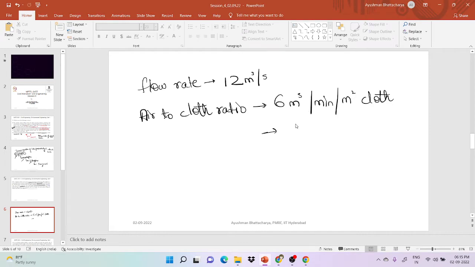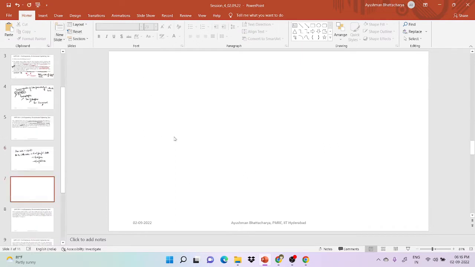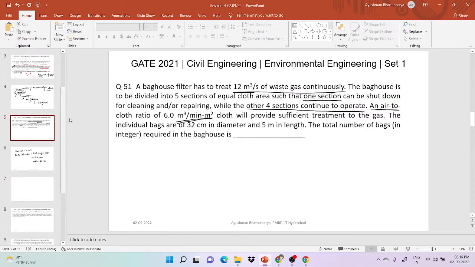So we can write it as 6 meter per minute. Meter cube will get cancelled by meter square, leaving meter per minute. Then we can write it as 6 meter per 60 seconds, since 1 minute is 60 seconds. So we can write it like this also. That is the air to cloth ratio.